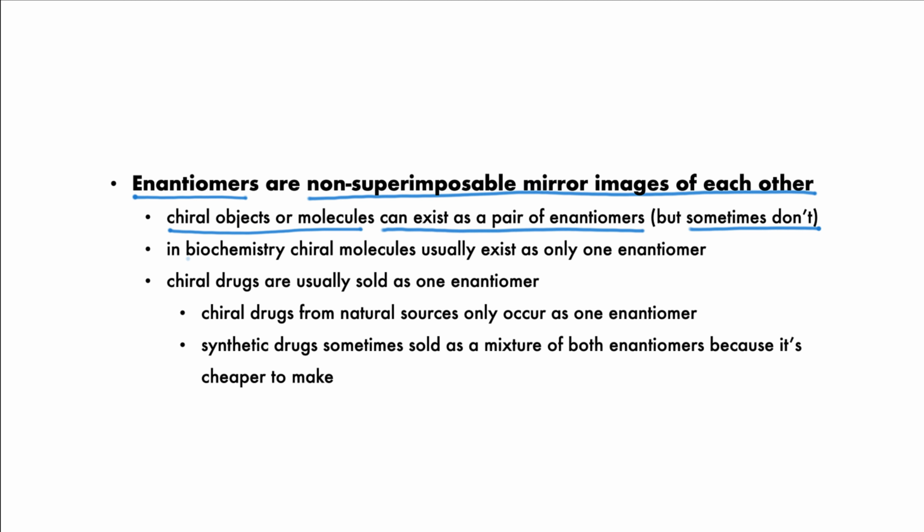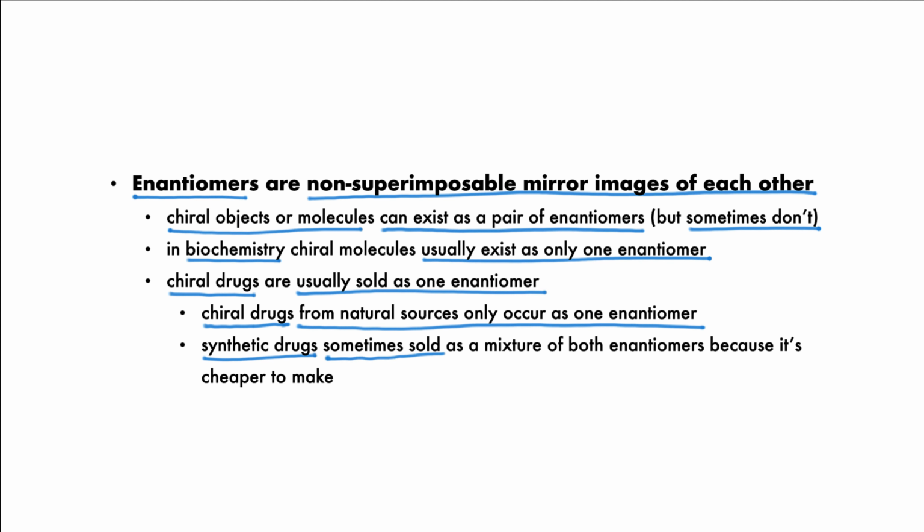Chiral molecules are very common. In biochemistry, chiral molecules usually only exist as one of the two enantiomeric forms. Chiral drugs are usually sold as one enantiomer. If they come from natural sources, they would only be made as one enantiomer. Synthetic drugs, that is, those made in labs, are usually sold as one enantiomer, but sometimes both enantiomers are sold together because it's cheaper to make the drugs as a pair of enantiomers.